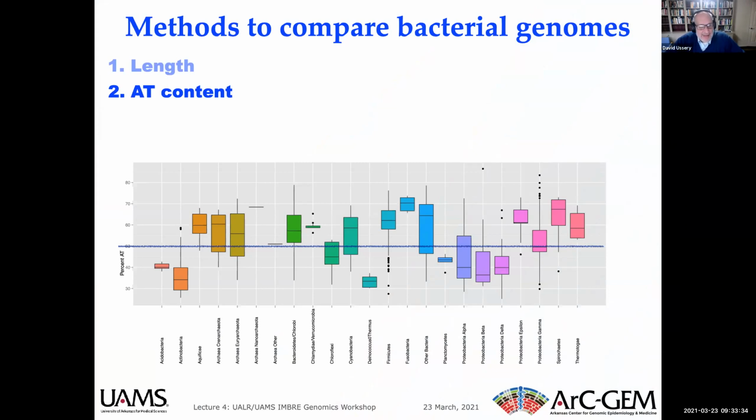So length is one way. It's a very simple way. The other way is you can look at AT content. So how many A's and T's versus G's and C's. And these are looking at different bacterial phyla. Some phyla tend to be more AT rich, and some are more GC rich. And this is part of the characteristics of the phyla, the genomes are AT rich or GC rich.